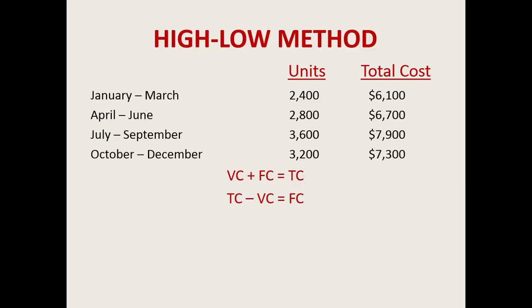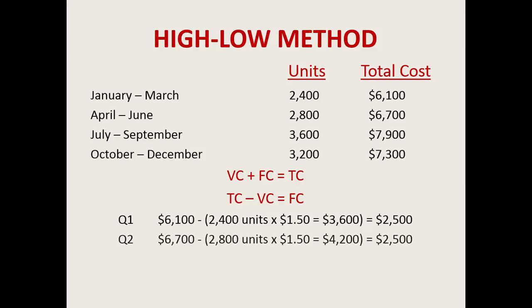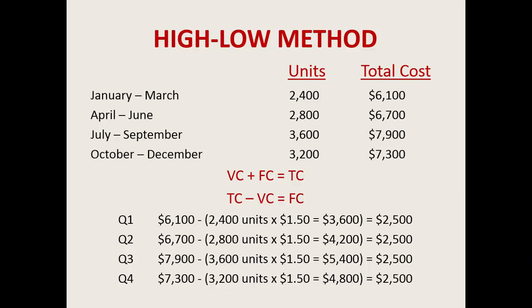So variable cost plus fixed cost is total cost, and then you take total cost minus the variable cost you just calculated. That gives you your fixed cost. And as you can see, the numbers work. You take total cost over on the left, 6,100, 6,700, 7,900, 7,300, subtract that $1.50 per unit with the total units in that period, and you end up with the same fixed costs. The fixed costs stay the same. It's the variable costs that will change.